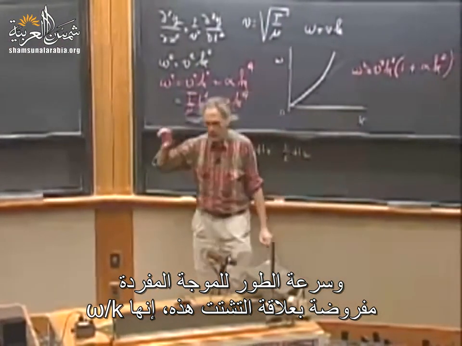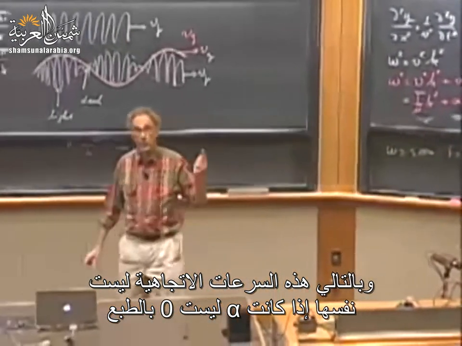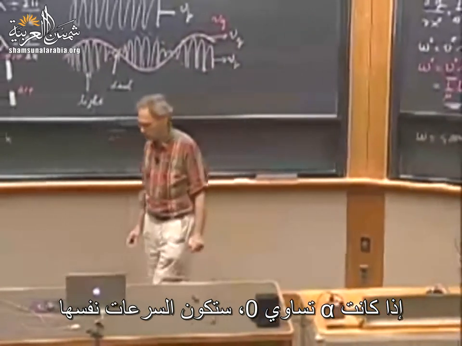That is omega divided by k. So these velocities are not the same. If you put in alpha non-zero, of course. If you make alpha 0, then they are the same.